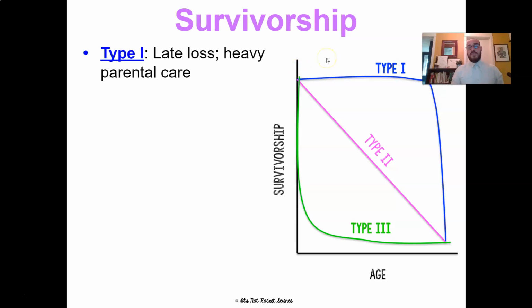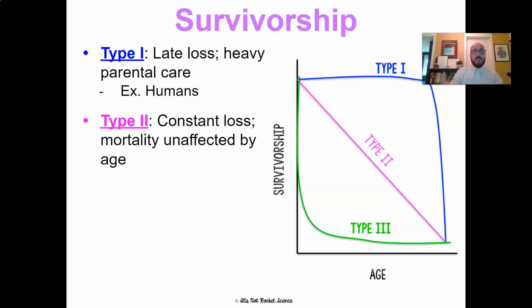So this is a pretty interesting idea because it can tell us a lot about what's happening with the organism, and it can tell us a lot about their evolutionary history and the selective pressures that are on them from the environment or maybe their predators. So in a type 1 survivorship curve, you're going to have late loss. That means a lot are going to live through childhood, and you're going to have very heavy parental care. You're also going to have very few offspring because you're providing so much parental care. You can't have a lot of offspring and care for them to that depth to ensure that they survive childhood.